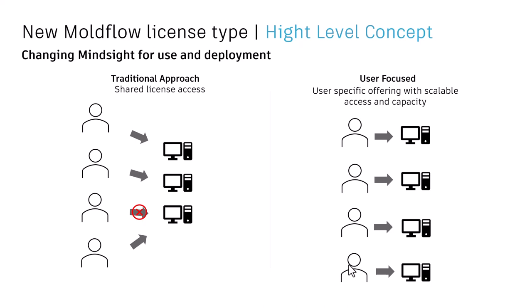There is no more chasing of who will get the license. Whoever comes first gets the license, and the power user, if he is late or so, may not get the license. So with the named user license, we are now focusing more on user-specific licensing, or user-driven licensing.